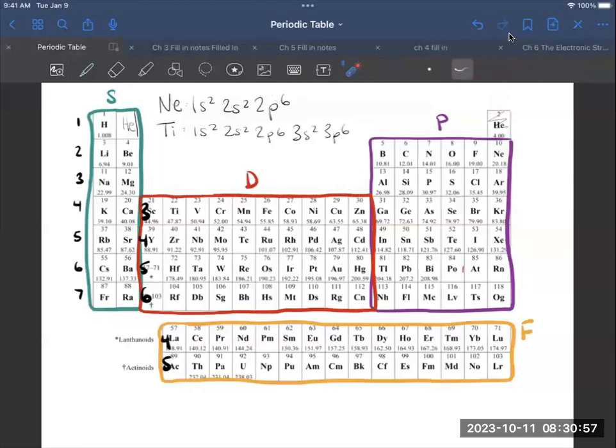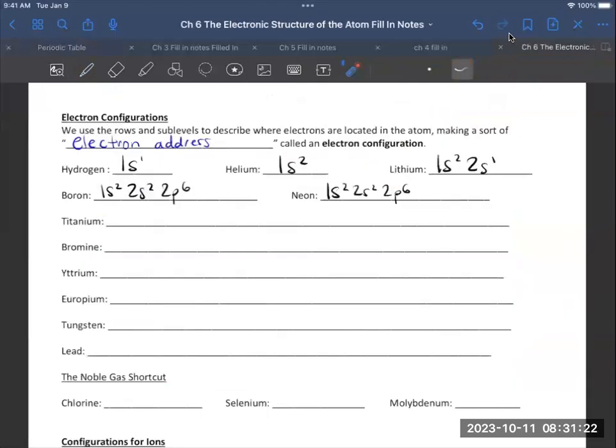After 3p6, we go down to the next row. This is the 4s2. And immediately after 4s2 comes 3d, and titanium is the second thing, so 3d2. Okay, so there you have it. That is titanium's electron configuration. I'm not going to copy that over here because I feel like you can see it over here.